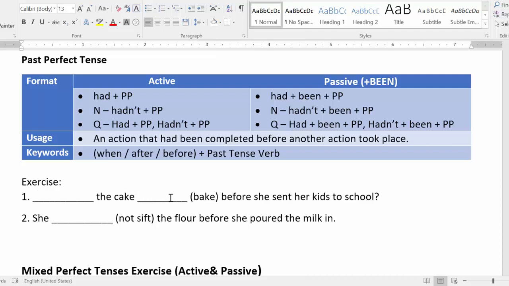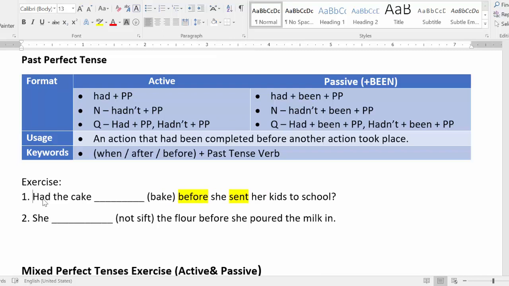Number 1, what the cake before she sent her kids to school. As I said earlier, you will have a past tense verb, so here, sent is past tense, and another keyword is before. So the action in front happened first, then this person sent her kids to school. There are two actions in the sentence, bake and send. Bake happened first, then she sent her kids to school. Since bake happened first, we should use past perfect tense. Let's look at this part: the cake bake. Can the cake bake itself? No, right? The cake must be baked by someone. It's just that the sentence didn't mention by her here. But the cake cannot bake itself, so it should be passive voice. Our format is had been PP. So we should use had here.